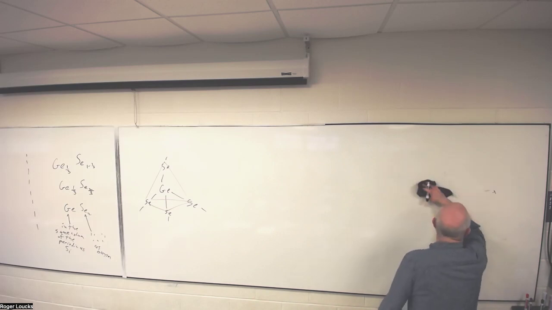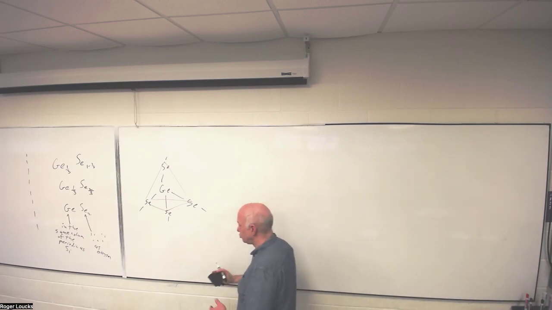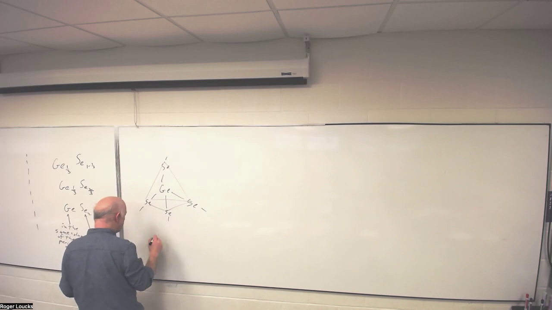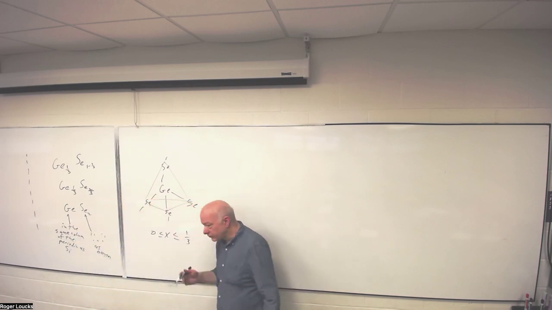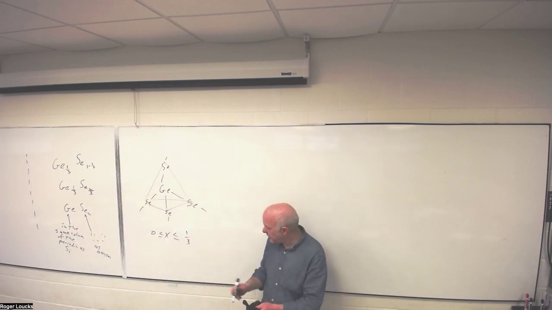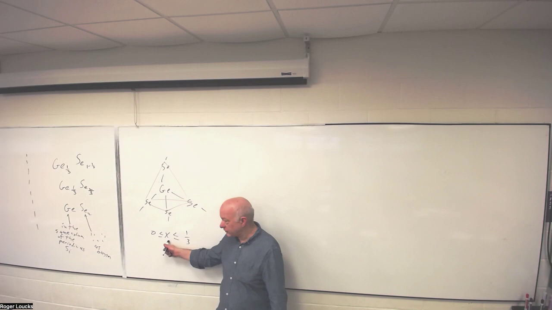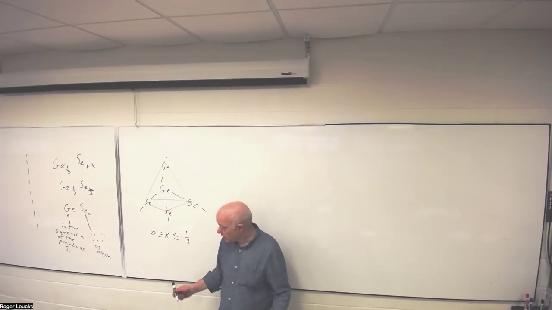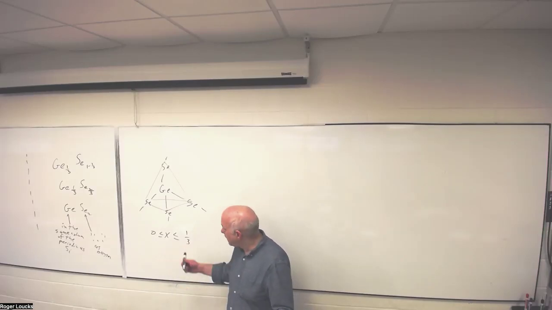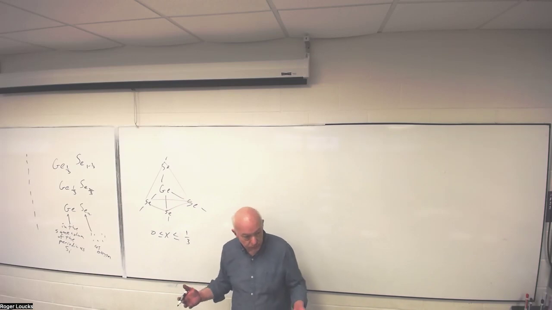Okay, now let's do the same thing for the other composition. Also, let's talk about this. If I'm in this range here, the glass is just a whole bunch of these tetrahedra connected together. But what happens if my x gets smaller? I have more and more selenium. So what are the glasses going to look like here? They're basically going to be this with a whole bunch of selenium.